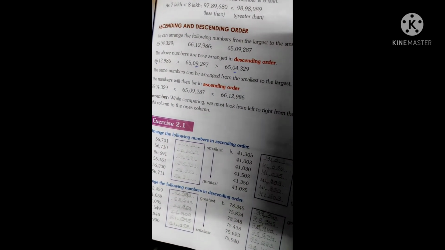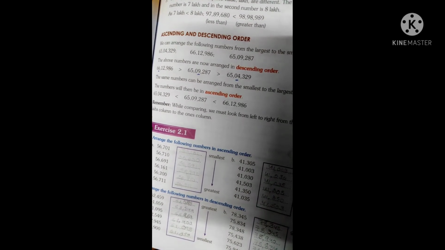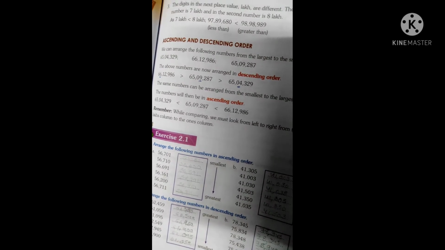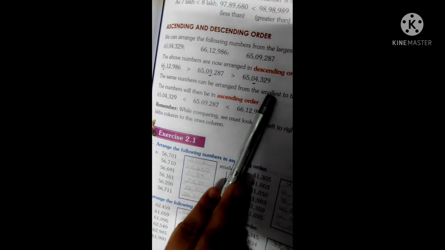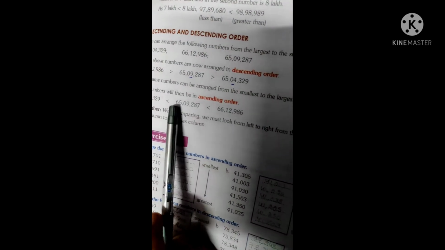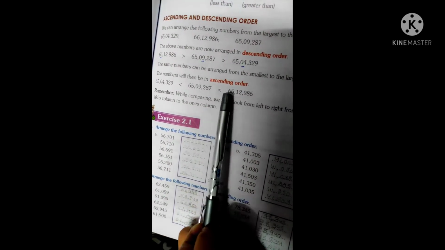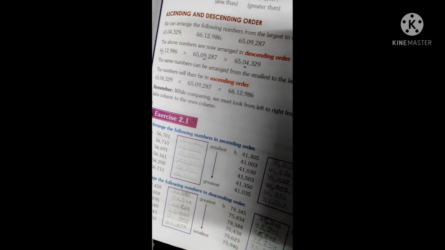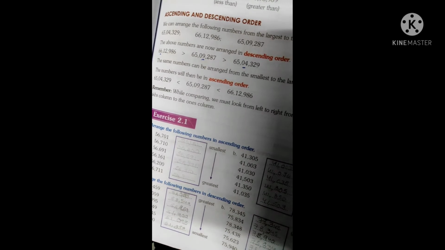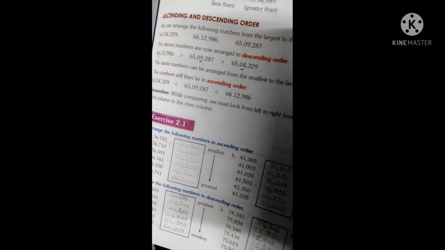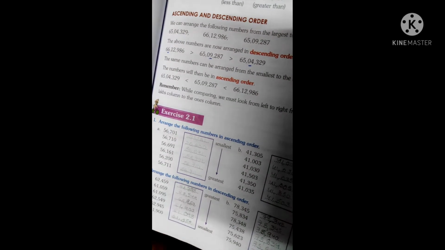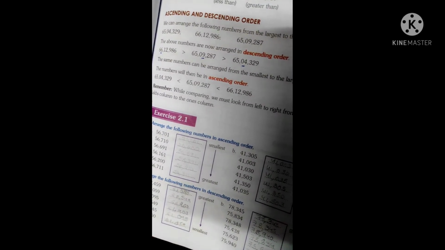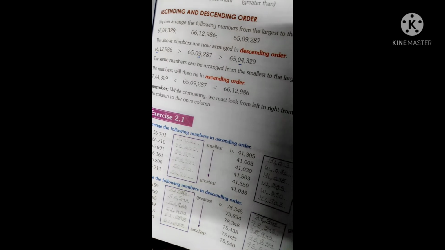These same numbers can be arranged from the smallest to largest, from small to big also. The last number of the descending order is the first number of the ascending order. If the middle number of the descending order is the same, the ascending order is also the same. And the first number arranged in descending order is the last in the ascending order.